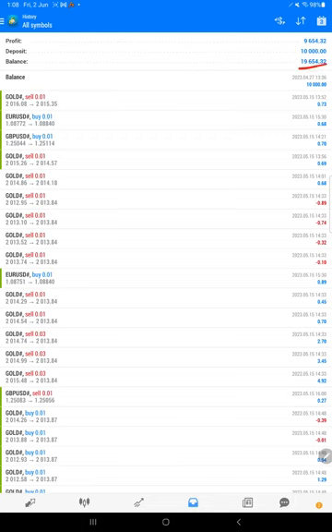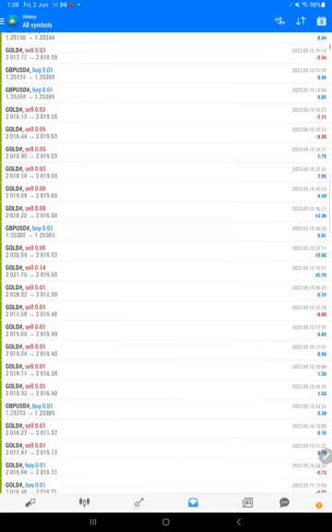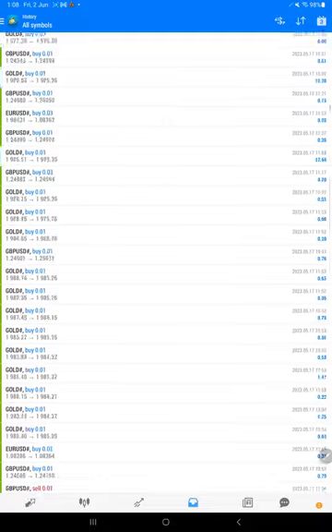This is the current balance, this is the deposit amount, and the total profit is 9,654. The trading started on the 15th of May, and today's date is the 2nd of June. So we can say within 15 days, this profit is achieved. We can check the complete history as well. Here is the complete history.